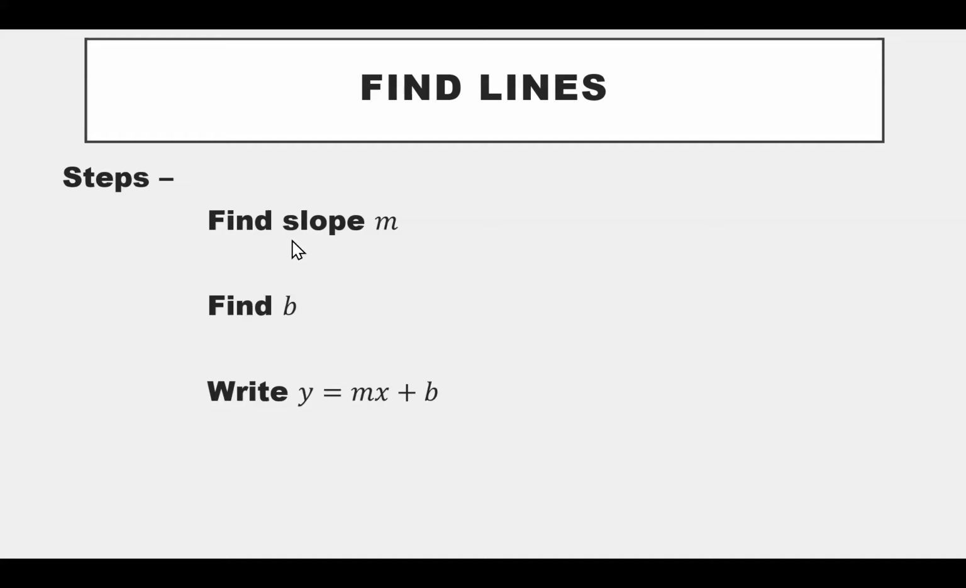There are going to be a lot of different ways to find slope. There's going to be really a couple of ways to find b. You could either be given the y-intercept, or we'll see a technique here in just a moment where we plug in a point and solve to find b. So there'll be a lot of different ways to find slope, but really only one way to find b once I have the slope.